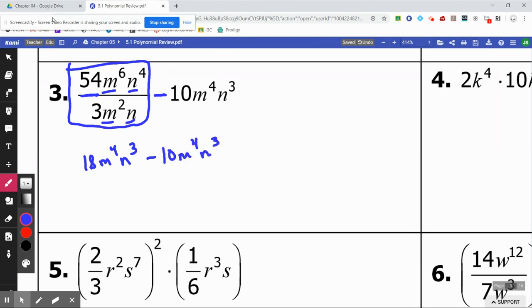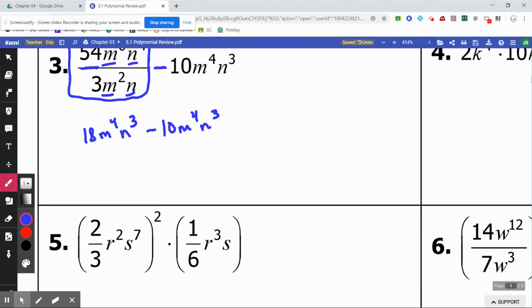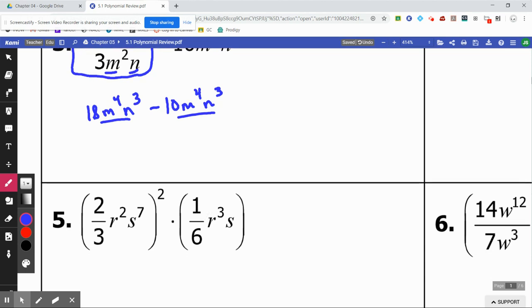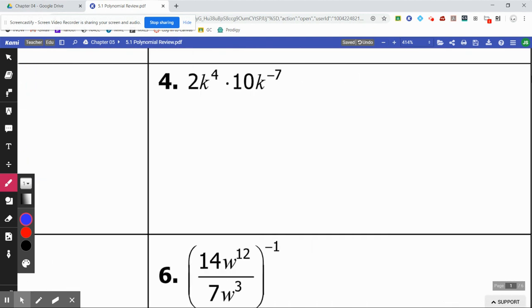Now, addition and subtraction: this is a monomial here and a monomial here, but the whole problem is not a monomial. This is actually a binomial. You can only add or subtract these if they are like terms, meaning the variables must be identical. M to the fourth, n to the third, and they are. You have 18 minus 10, which gives you 8. When you add or subtract like terms, the variables stay the same. Not when you're multiplying and dividing, but if you add and subtract, leave the variables the same.